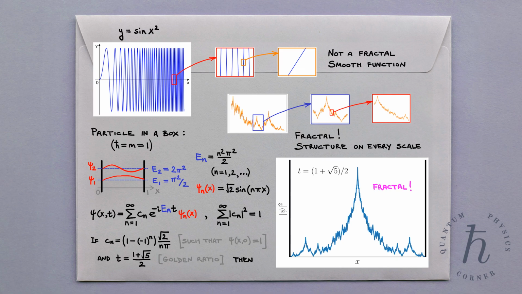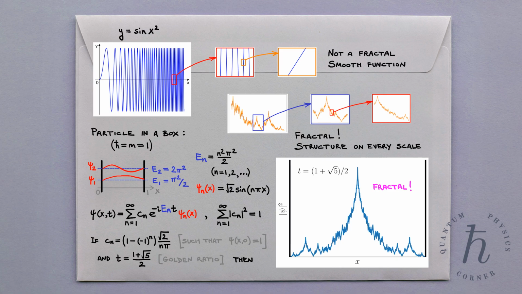And because the squared modulus of the wave function represents the probability density of finding the particle inside the box, the probability distribution itself becomes fractal too. We won't go into the mathematical details here. That would take much more than the back of an envelope. But the essential point is clear. Quantum mechanics can produce fractal wave functions.